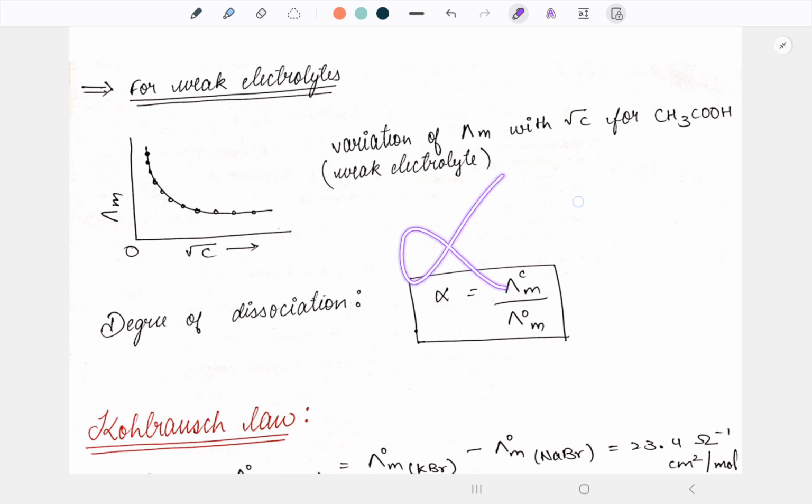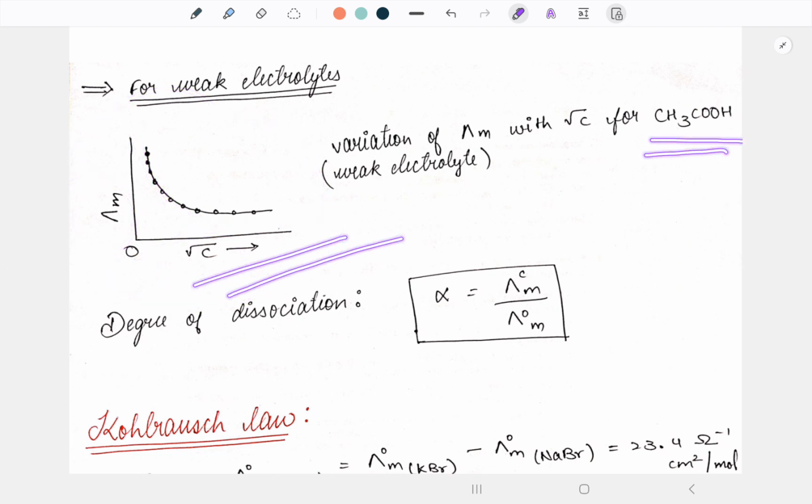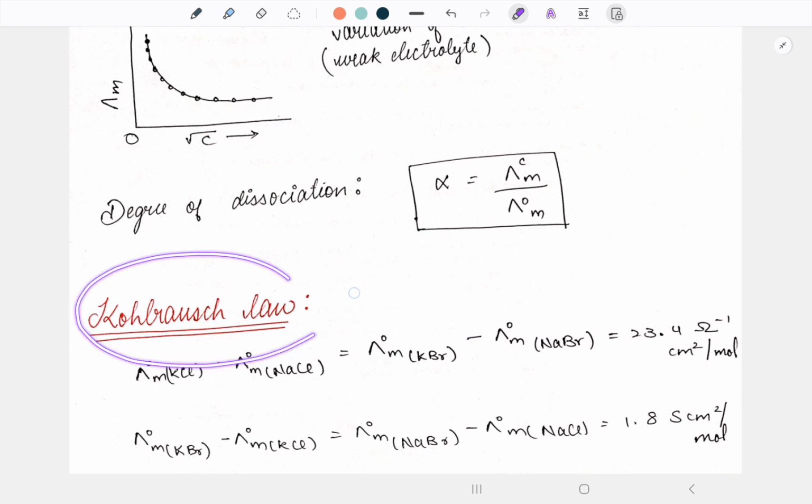On dilution, its alpha will increase, resulting in an increase in the number of ions. So the limiting molar conductivity value of a weak electrolyte will increase steeply with dilution, especially in low concentration regions. So we can basically plot this kind of graph of molar conductivity against root C. This graph is for CH3COOH, which is a weak electrolyte. But the proper explanation can be provided by Kohlrausch's law, which we'll study in a while.